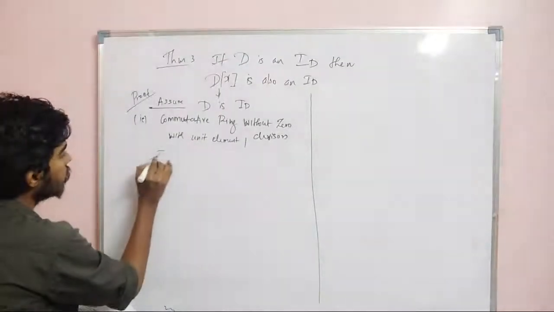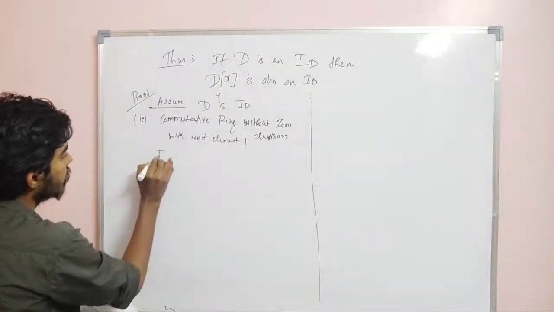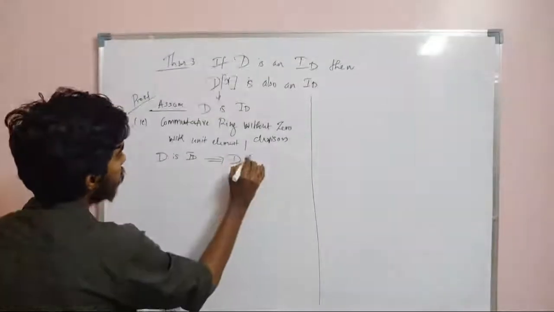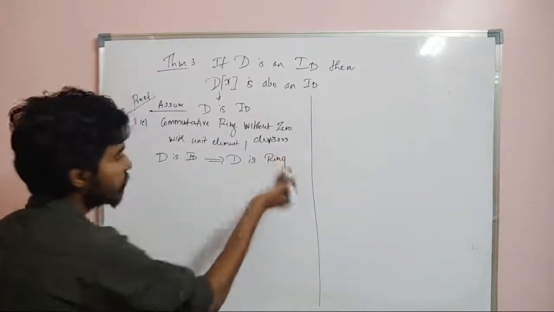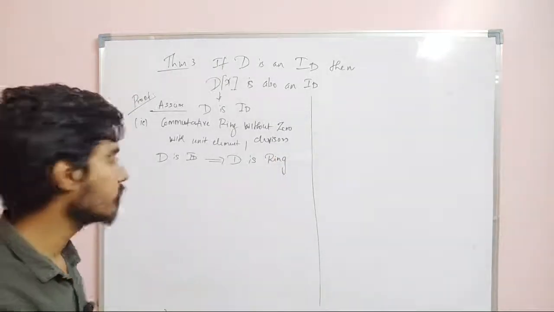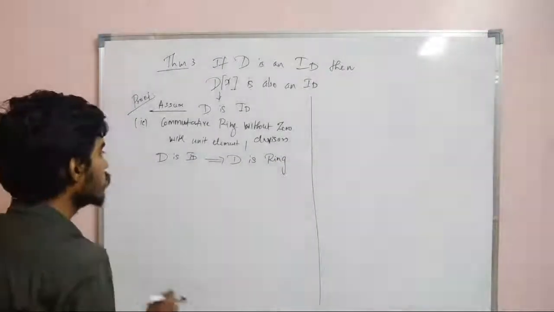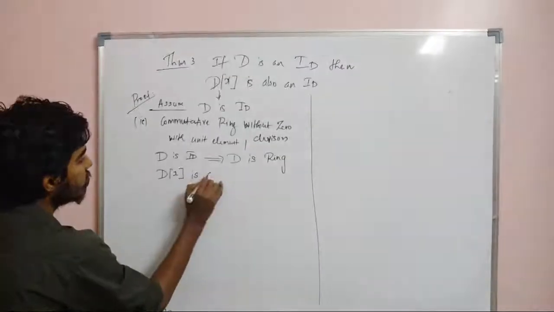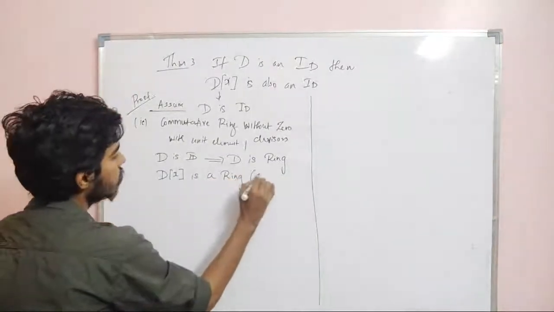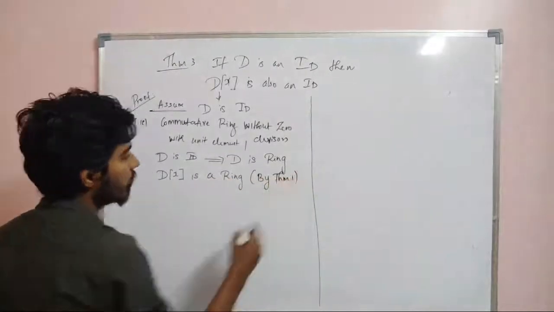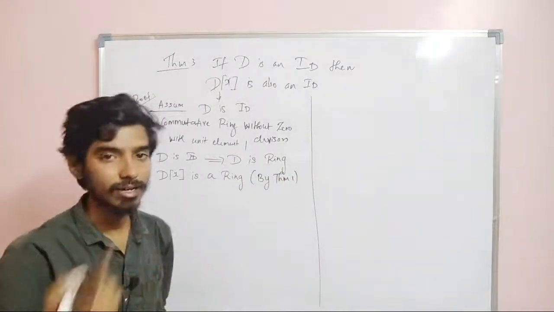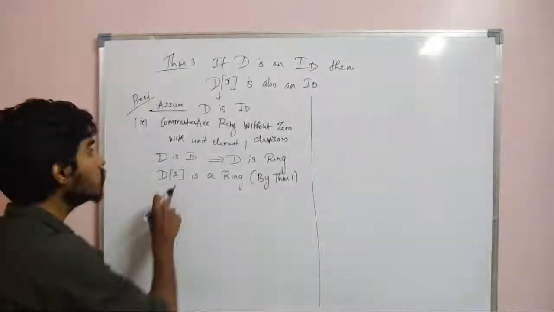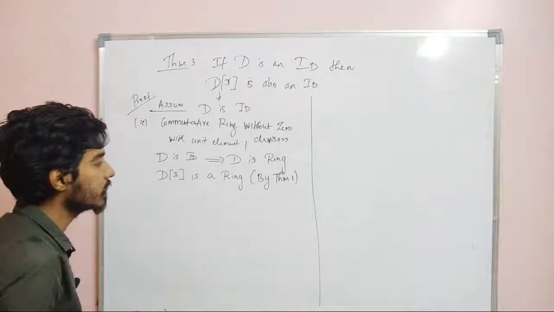Now we are assuming that D is an integral domain, right? This implies D is a ring, right or wrong? If it is an integral domain, obviously it is a ring. Every integral domain is a ring, right? So therefore D of x will be a ring. D of x is a ring by theorem 1, because theorem 1 says if R is any ring, then R of x is also a ring. So if D is a ring, then D of x is also a ring. But what do we need to prove? D of x is an integral domain.